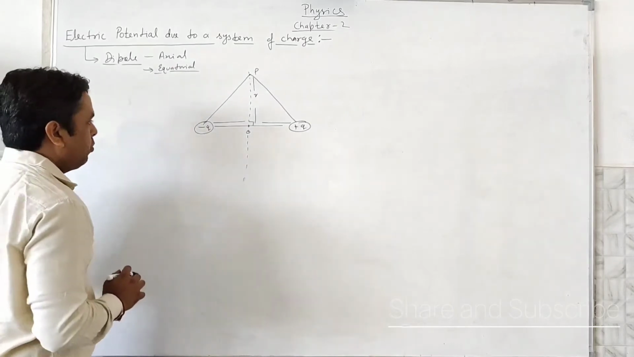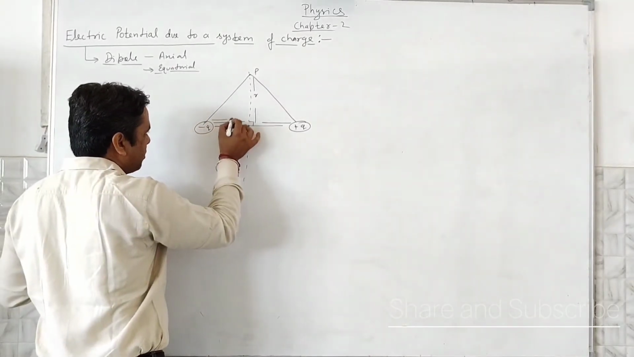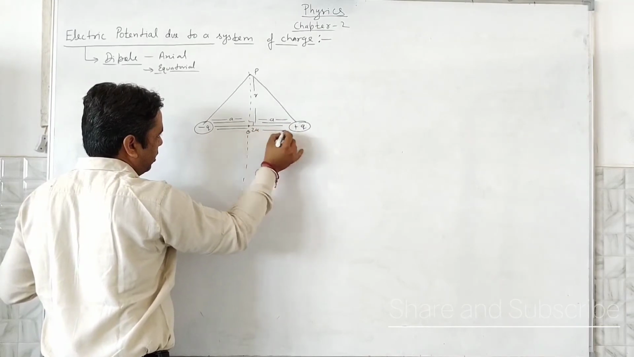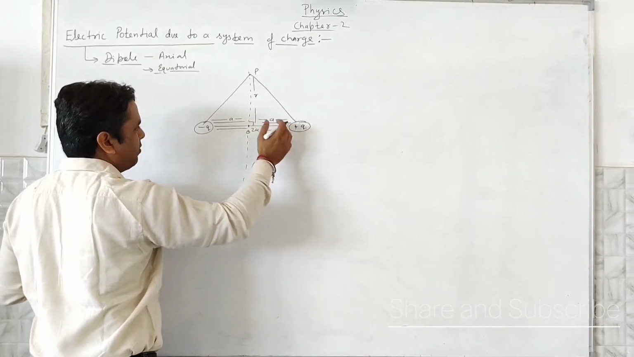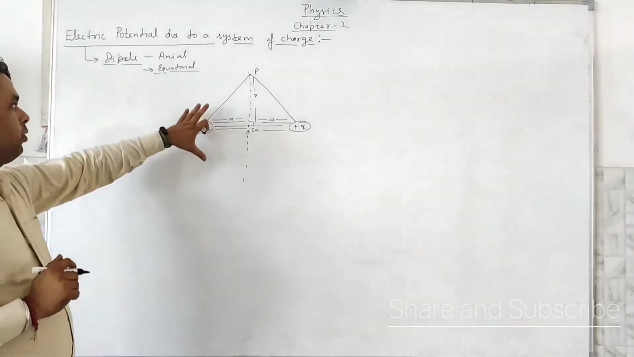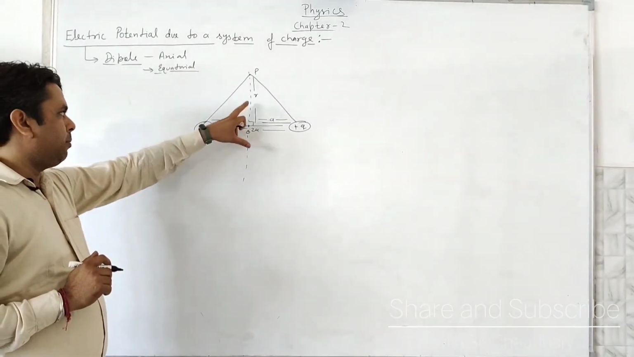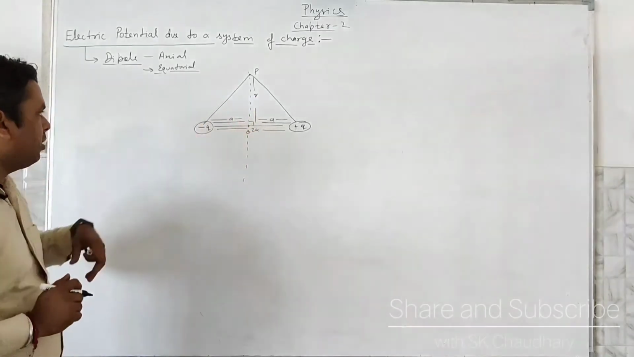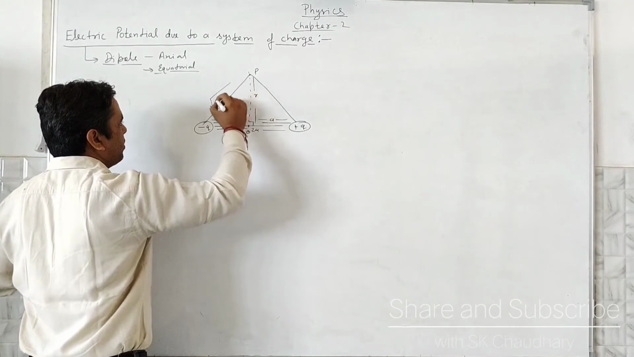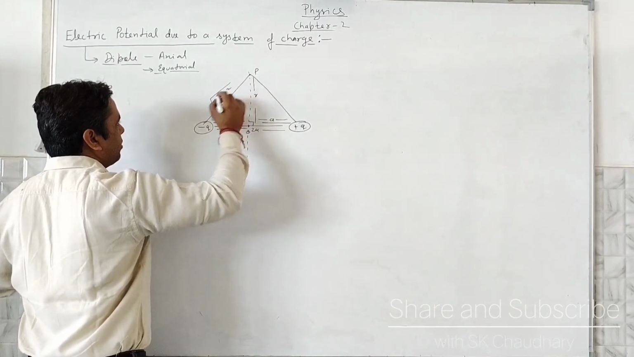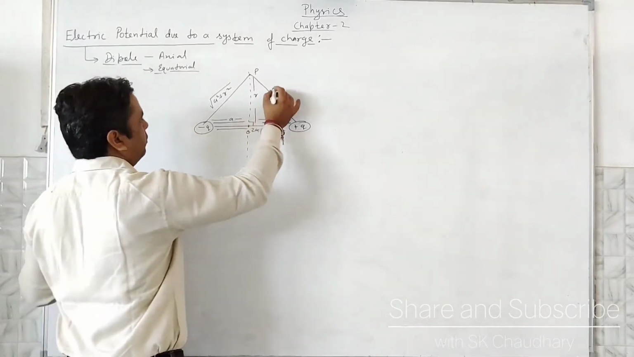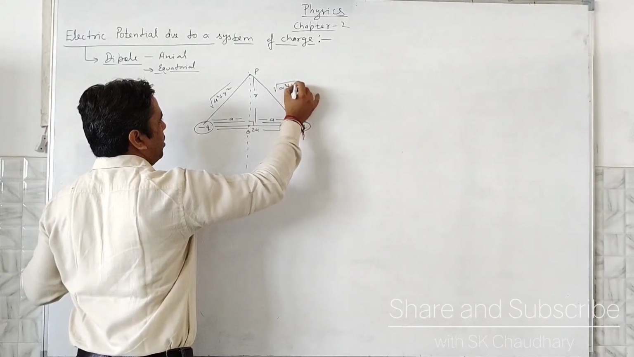So at the equatorial point, that distance will be split into two parts. We know that the total is 2a, and from the center towards the positive charge it is a, and from the center towards the negative charge it is also a. So the base is a, the perpendicular is r. By applying Pythagoras we can get the distance between the point and each of these two charges. So the distance will be the same here also, under root a square plus r square.